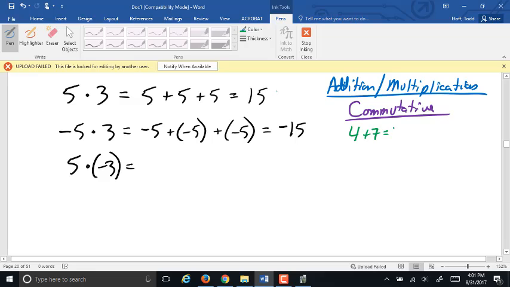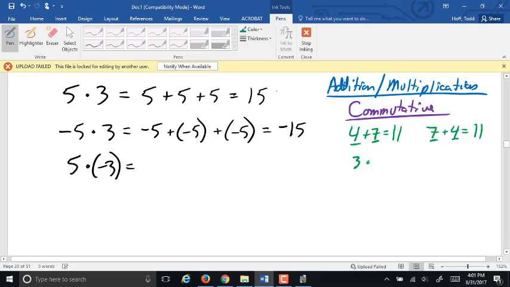Be brave. What's 4 plus 7? 11. There we go. What if I switched it around and did 7 plus 4? It's still 11. Good. That's what we mean by commutative. 4 plus 7 and 7 plus 4 give me the same answer.